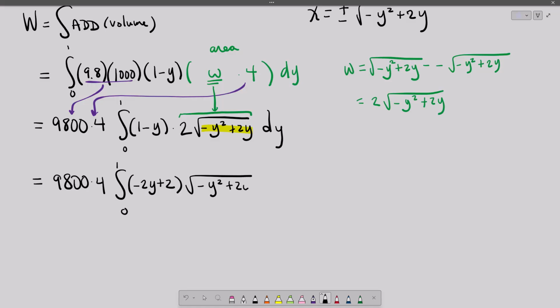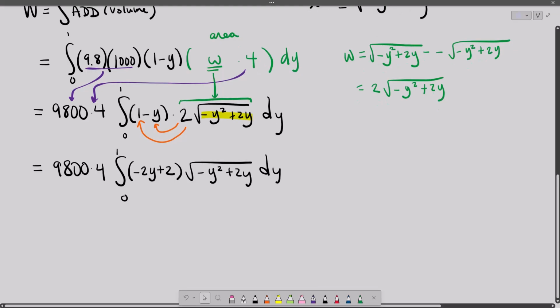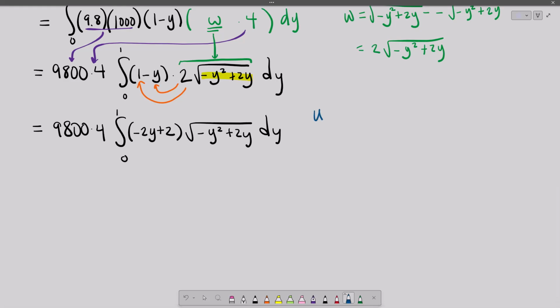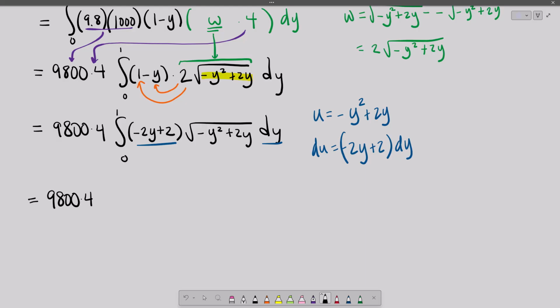Commutative law of addition, if we wanted to just reverse it so that it matches, if we think of this derivative as negative 2y plus 2, if this 2 goes in here, we get 2 minus 2y, which we could just rearrange if we want. Now we're gold. Now we are set for integration. So we let u equal negative y squared plus 2y. So du is negative 2y plus 2 dy, which is right there. We'll deal with this multiplication by 4 in a minute.